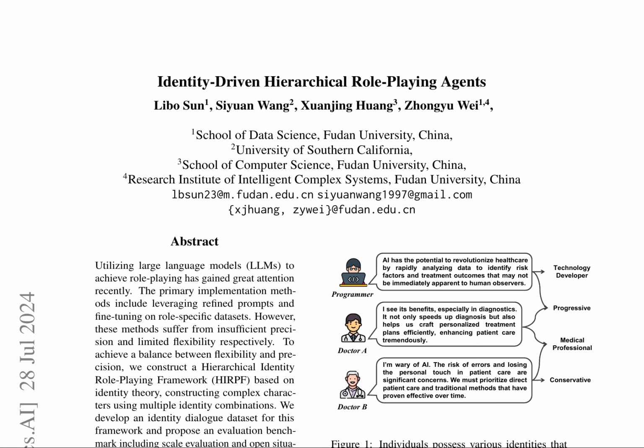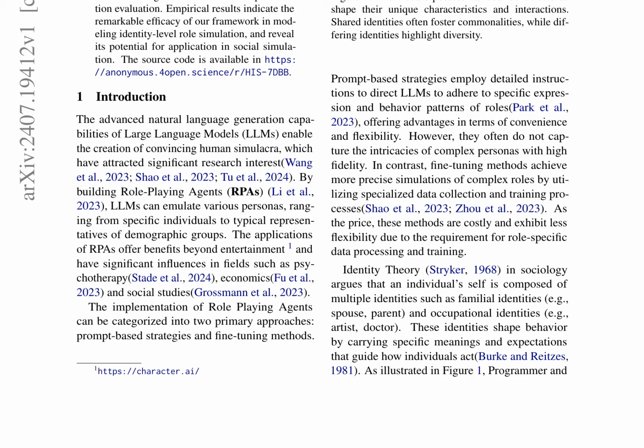The paper proposes the Hierarchical Identity Role-Playing Framework, HIRPF, a novel architecture that leverages large language models to achieve role-playing by modeling complex characters using multiple identity combinations. This framework addresses the limitations of existing methods, such as prompt-based strategies and fine-tuning methods, by balancing flexibility and precision in role-playing. Inspired by identity theory, HIRPF constructs and integrates identities from diverse categories, such as personality traits and professions, to offer a versatile role-playing solution.